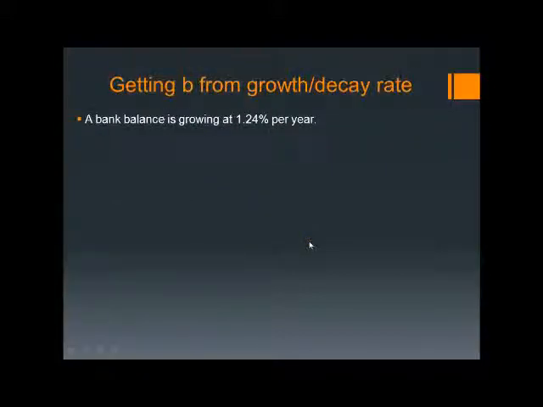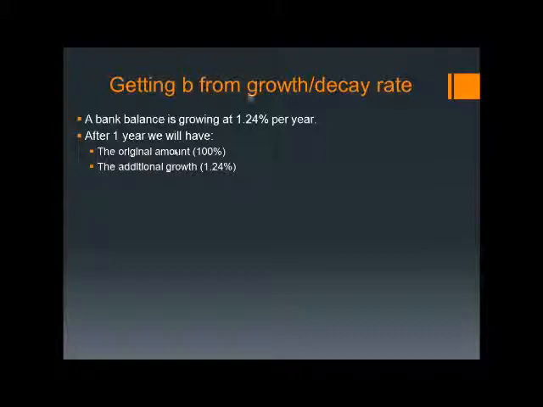All right, next goal. We want to get our B value, our base, from the growth or decay rate. So let's take, for an example, a bank balance that grows at 1.24% per year. That's the interest rate. That's what the bank pays you just for keeping money in the bank. So after the first year, we're going to have all the money we have currently in the bank, 100% of what we have. Okay. We're going to also get the 1.24% that the bank is paying us.